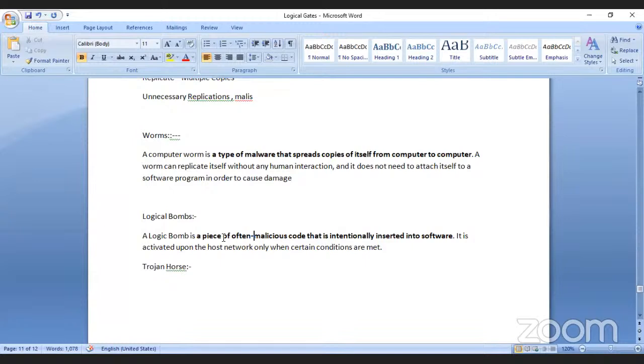A logical bomb is a piece of often malicious code that is intentionally inserted into software. It is activated upon the host network only when certain conditions are met. When particular conditions are met, in such a case logical bombs will be activated. So the logical bomb is also a type of virus.